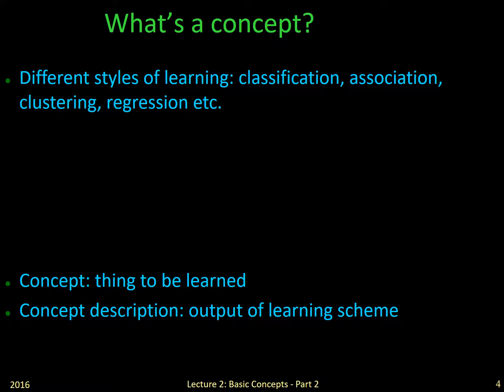I think we have already talked about the different styles of learning. We have talked about classification, association, clustering, regression, and so on. So basically, in this context, the concept is the thing to be learned, and the concept description is the output of a learning scheme, so the output of a learning algorithm.